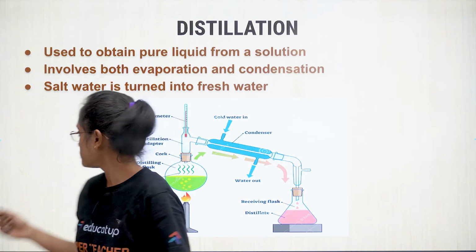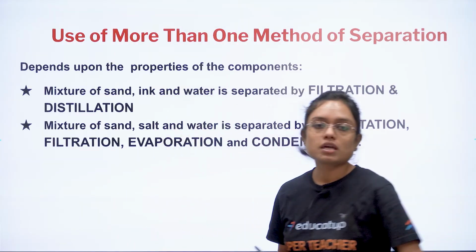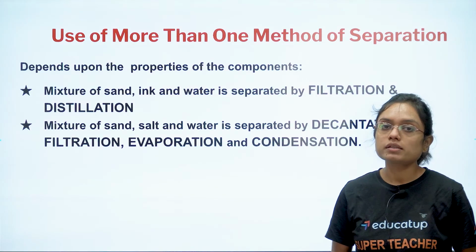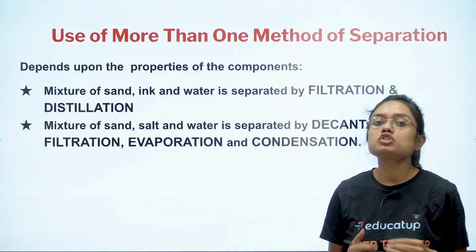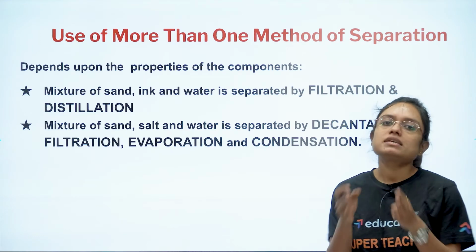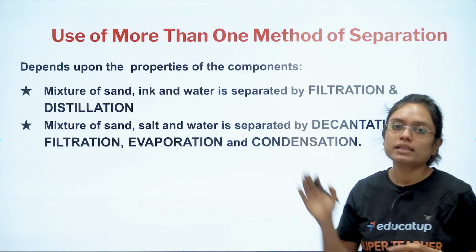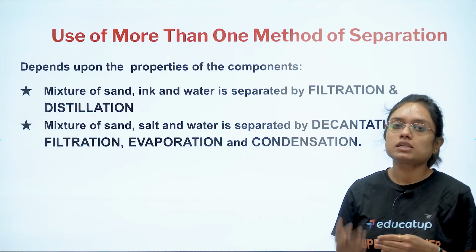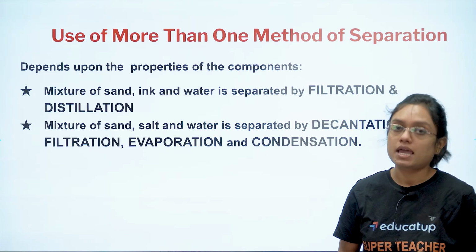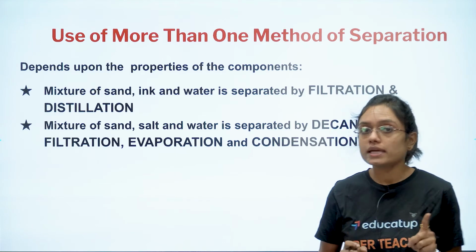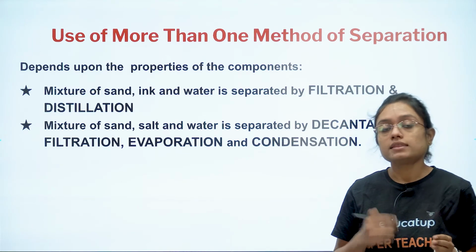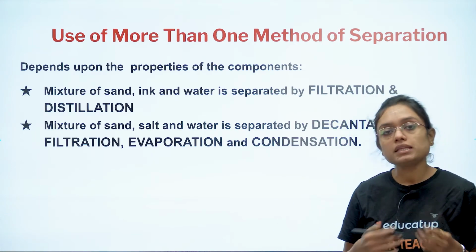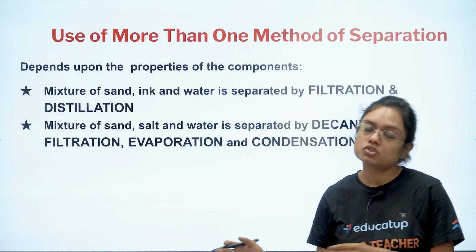Now let's see ahead. Alright, use of more than one method of separation. As I have told you in the introductory part, when you have two components, you have seen all the 10 methods which you can use depending upon the physical state, that means the state of the substances, and their particle size. But when you have more than two components in a mixture, then you have to use maybe 2, maybe 3 methods, depending upon the number of components of a mixture.